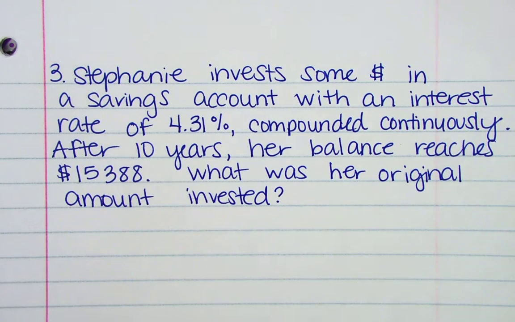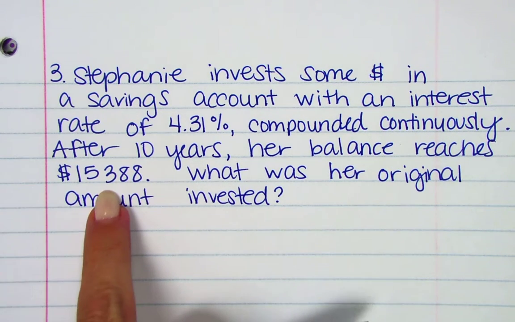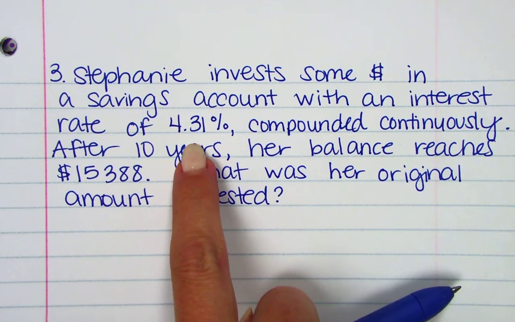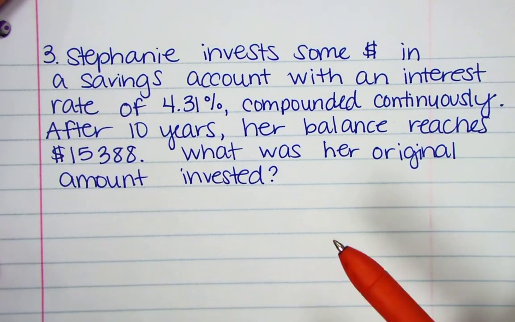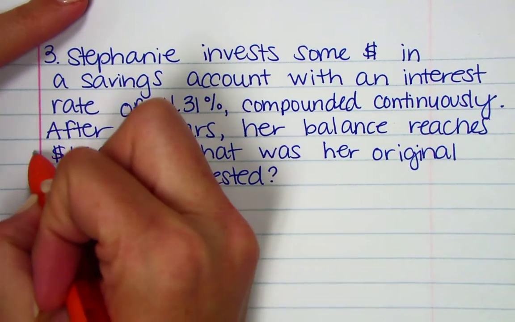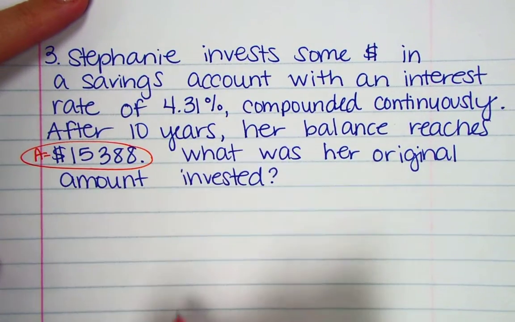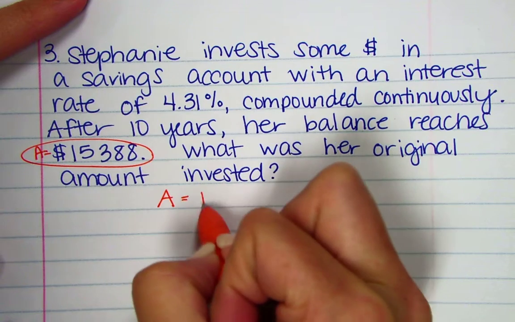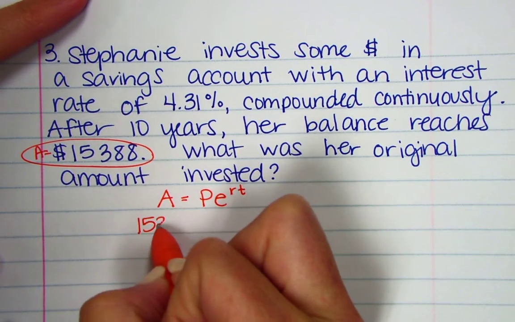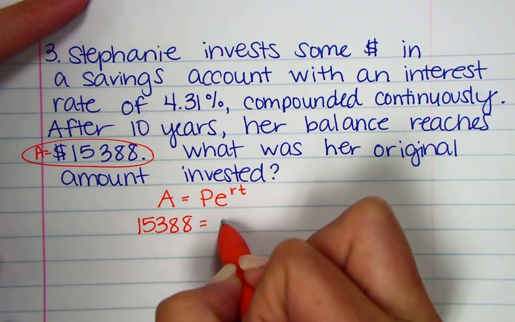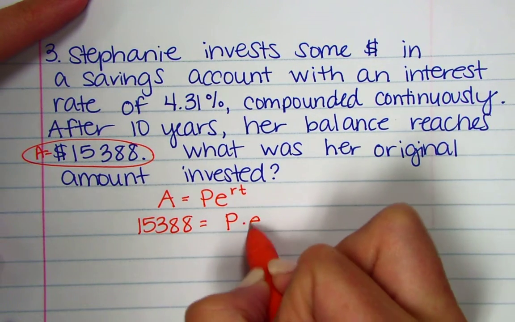What are we trying to find on this one? Let's just start it off with P. They give us A, they give us R, they give us T, but now we want to find P. So we do it a little bit different, but again, still pretty easy. The calculator is going to do the heavy lifting. So this is A. Same formula: A equals P e to the RT. So 15,388 equals P, what we're looking for, times e to the R.